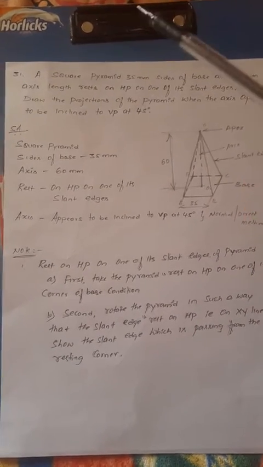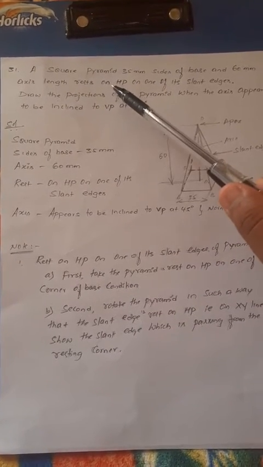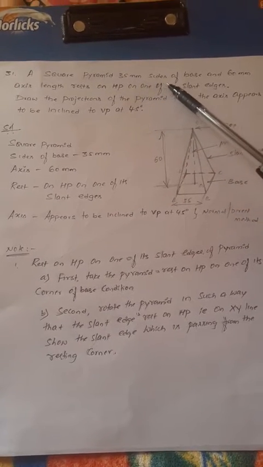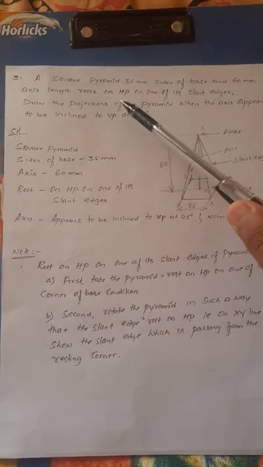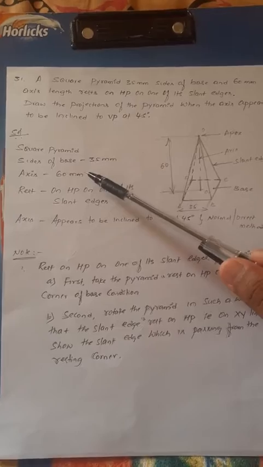Now identify what type of solid is given. It is a square pyramid, right? What is the side of the base? It is 35 mm, and the axis length is 60 mm. It is a square pyramid, sides of base 35 mm and axis 60 mm.